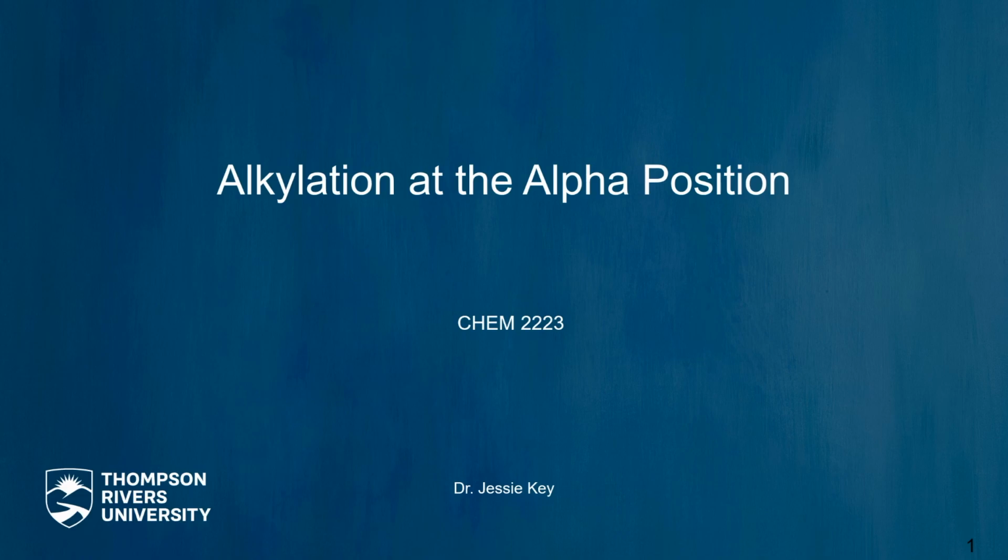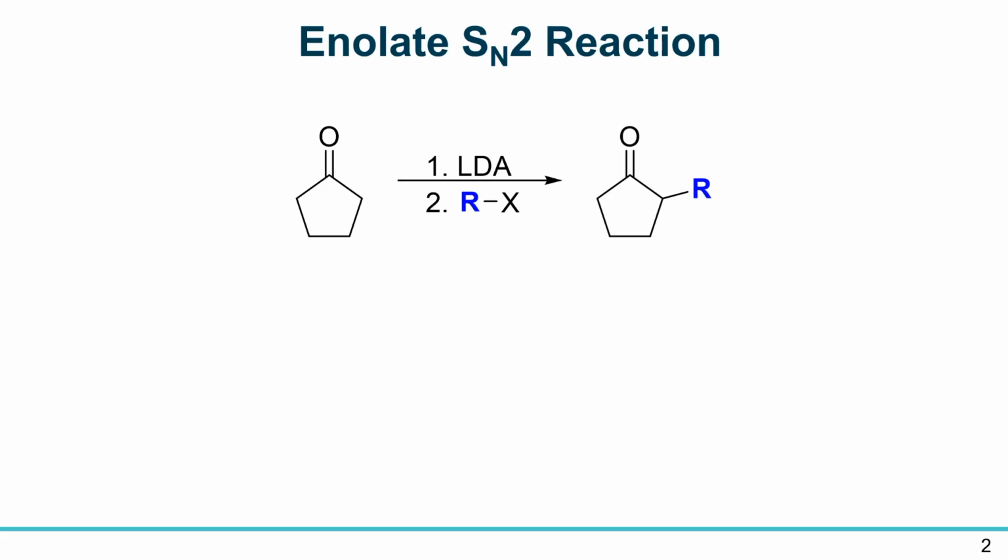In this slideshow, you'll be exploring alkylation at the alpha position and seeing how regiochemistry can be controlled to give kinetic or thermodynamic products. Alkylation can be performed at the alpha position when an aldehyde, ketone, ester, or nitrile is treated first with LDA, lithium diisopropylamide, and then an alkyl halide is added.